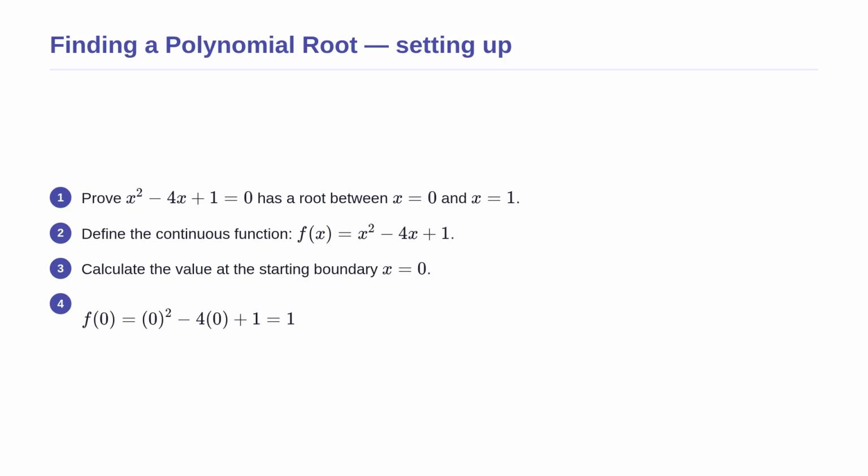Because it is a polynomial, it has no breaks or jumps. We begin by plugging our starting boundary value, 0, directly into the function. The calculation simplifies down to positive 1, meaning the graph starts above the horizontal axis.